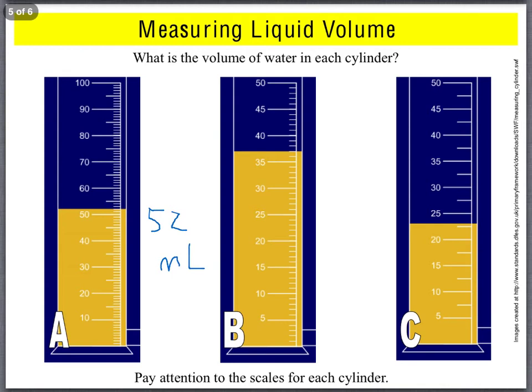In B, I'll give you a moment to look at it. And the correct answer is 37 milliliters. Okay? And in C, it's a little more tricky. If you look carefully at the scale, there's 20, then 22.5 would be the line in between 20 and 25. So perhaps this is around 23 milliliters. Hopefully you see that.